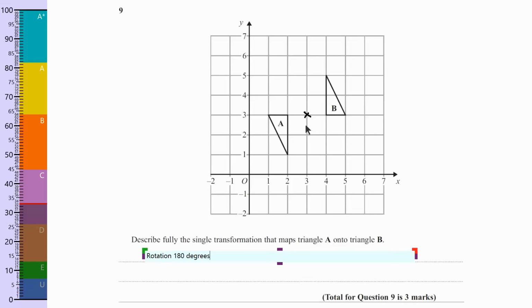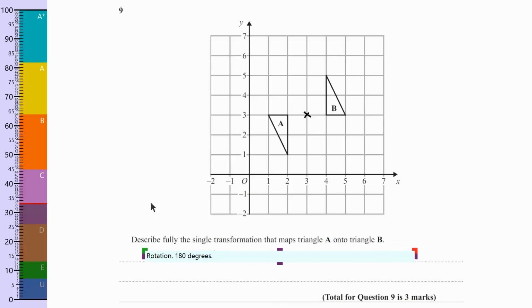Now you don't need to write down clockwise or anti-clockwise for this, because if I went anti-clockwise or if I went clockwise, I'd end up in the same place. So if you have 90 degrees, you have to write down anti-clockwise or clockwise or whatever. For 180 degrees you don't.